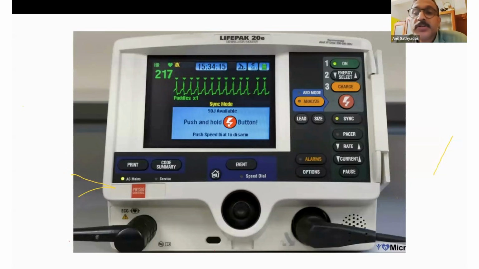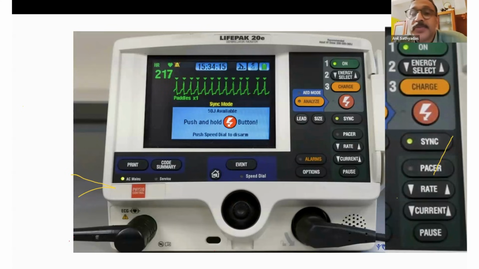So when you talk about synchronized and unsynchronized, you have the sync button. This is a biphasic defibrillator, and you can use it as a synchronized one also. You have to press the sync button when you want to sync. What sync does is it tries to avoid the shock being given on the QRS wave, which might change the rhythm to VF. So when you shock for VT, it might go to VF. That's the problem when you have the R on T phenomenon.